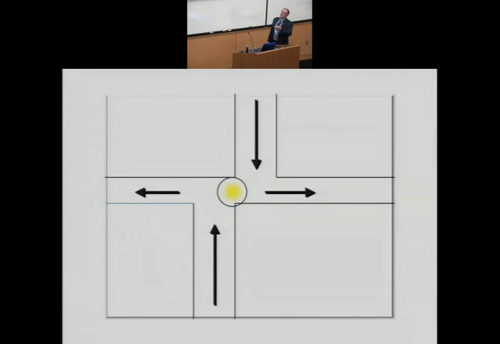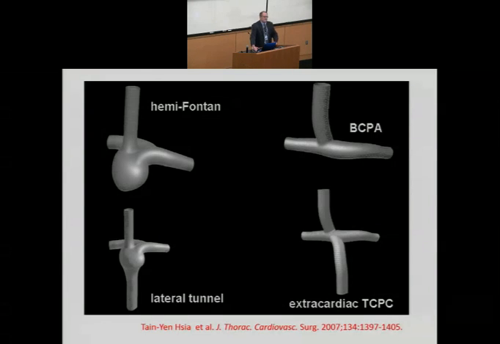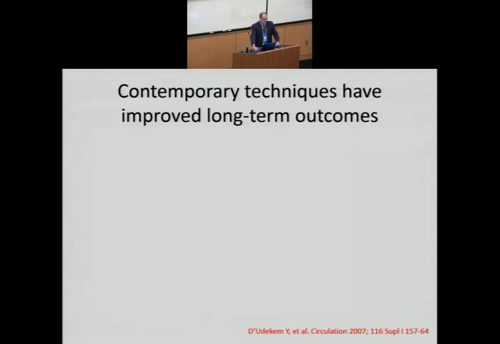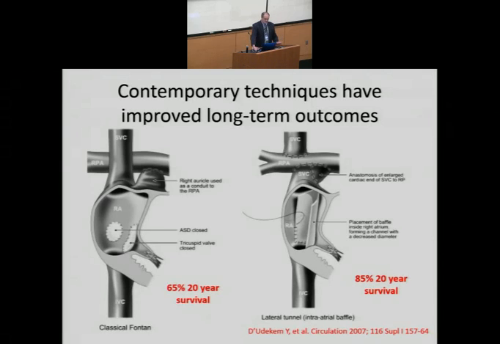So when they're doing that SVC to pulmonary artery anastomosis, they're really thinking about where the IVC is going to be attaching to the PAs. And there's been a lot of work done with this to try and minimize the amount of resistance that those flows create, because you may have an absolutely perfect operation, but if there's some resistance to flow there and the systemic venous pressure starts to increase, that's what leads to all the problems down the line for these patients. But what we do know is that these contemporary techniques have improved long-term outcome.